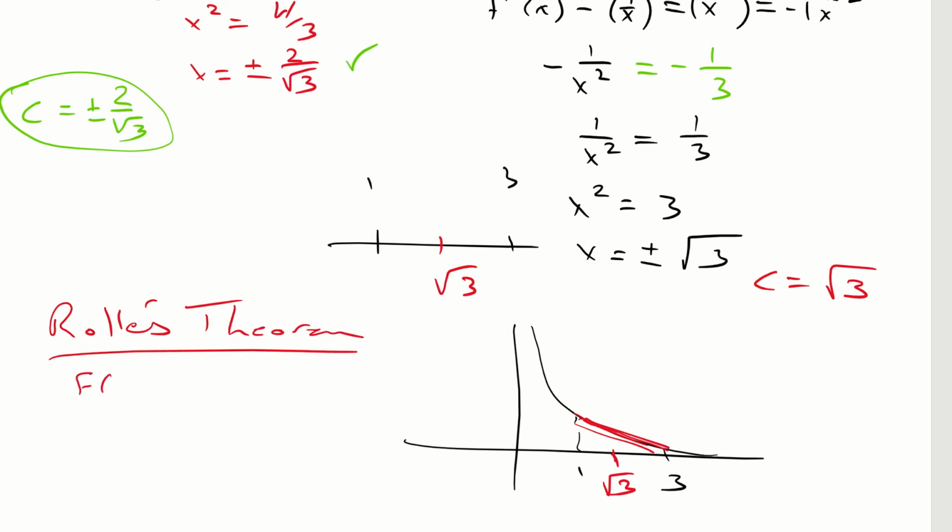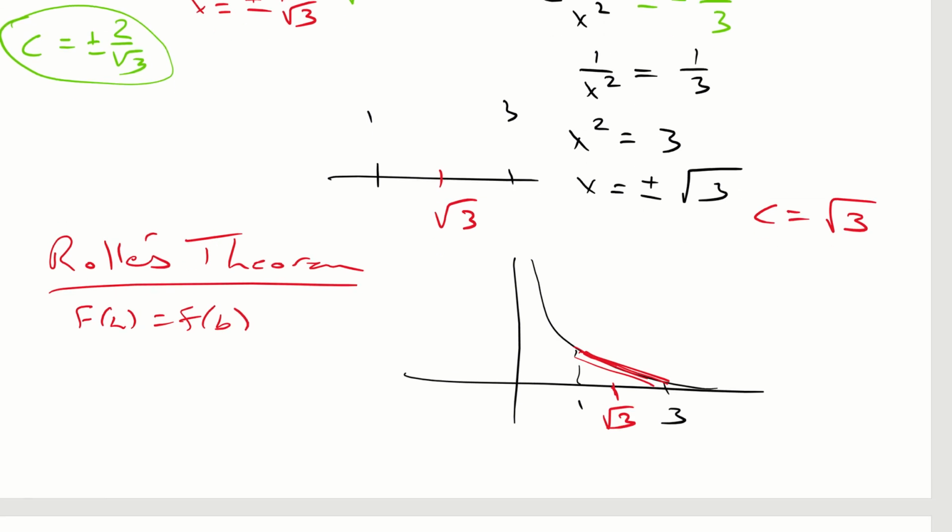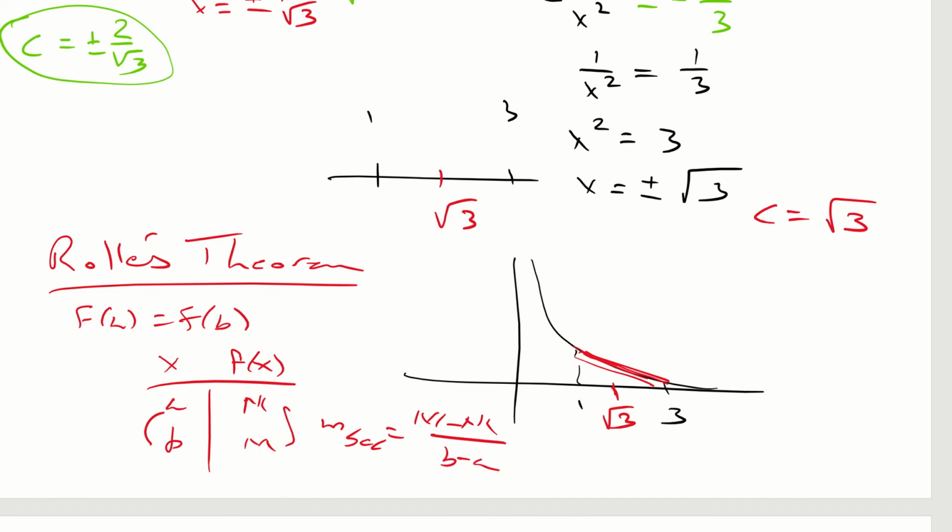It says that f of A is equal to f of B. So if I played this game of, okay, so here's x, and here's f of x, and here's A, and here's B, and I'm going to plug them in, I get the same number, whatever it is, call it m. And he gets m. So what's the slope here? M secant is equal to m minus m all over B minus A, which of course is 0. So that's why you set it equal to 0 with Rolle's theorem, because that's the slope of the secant line.